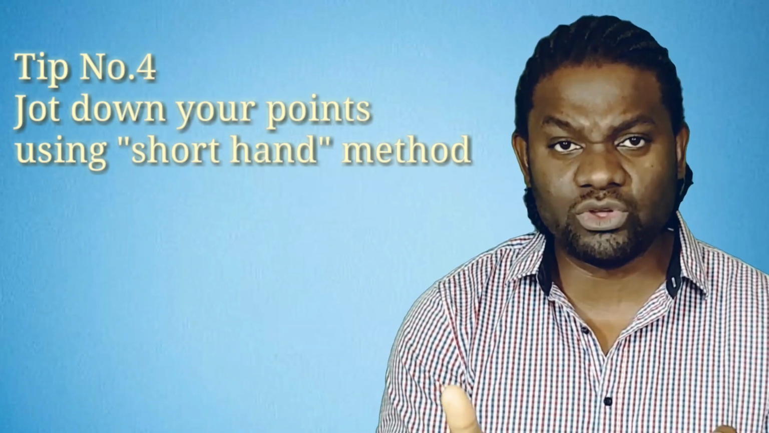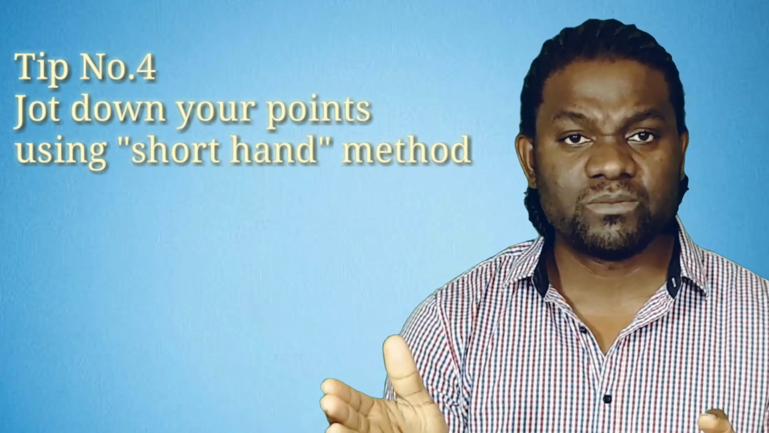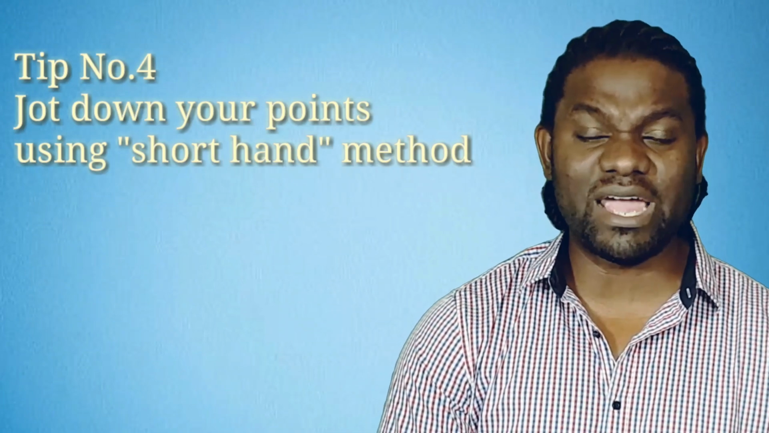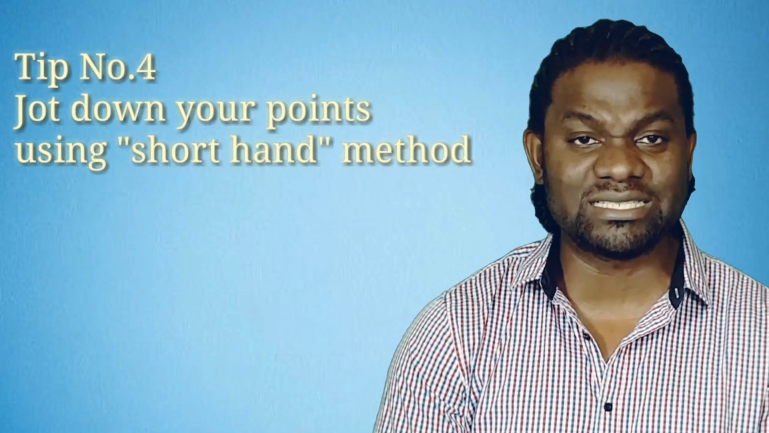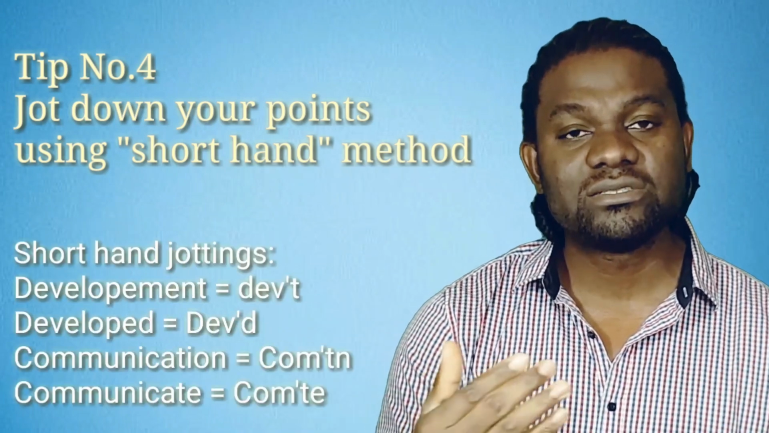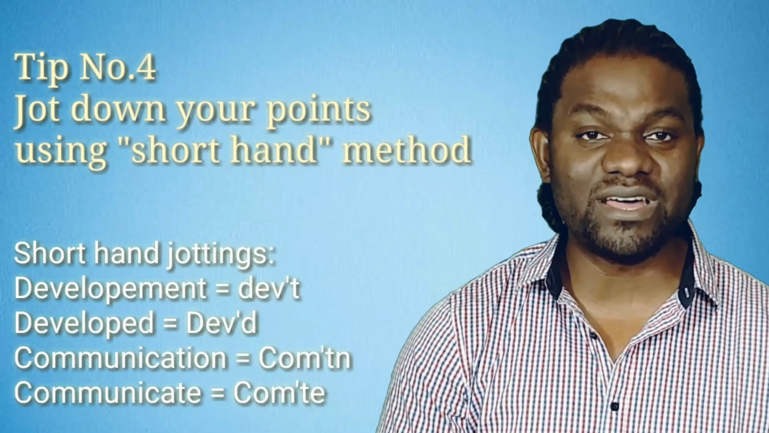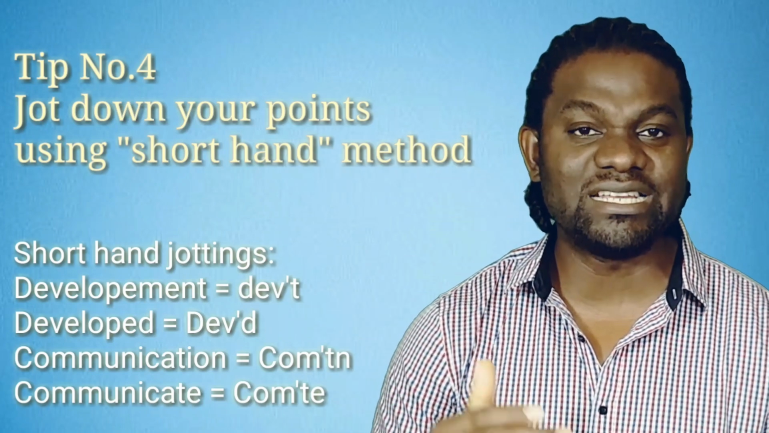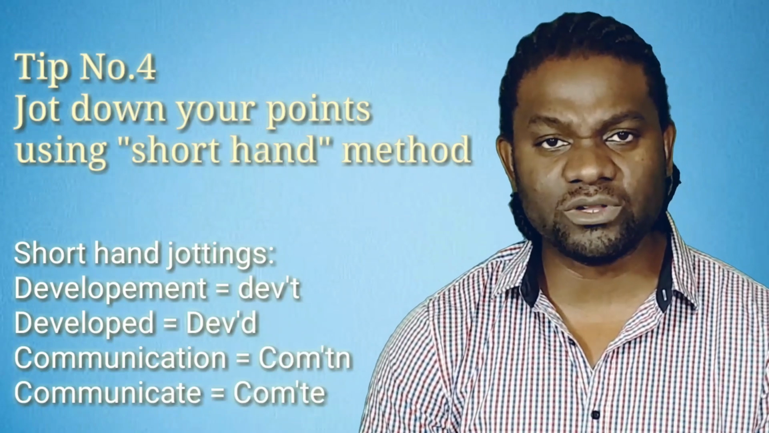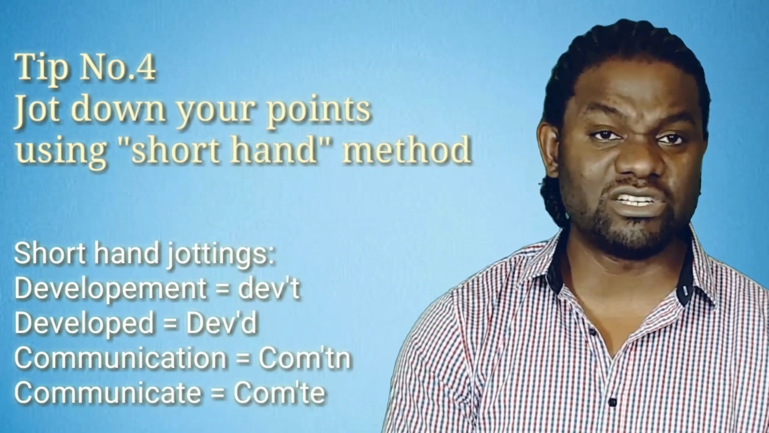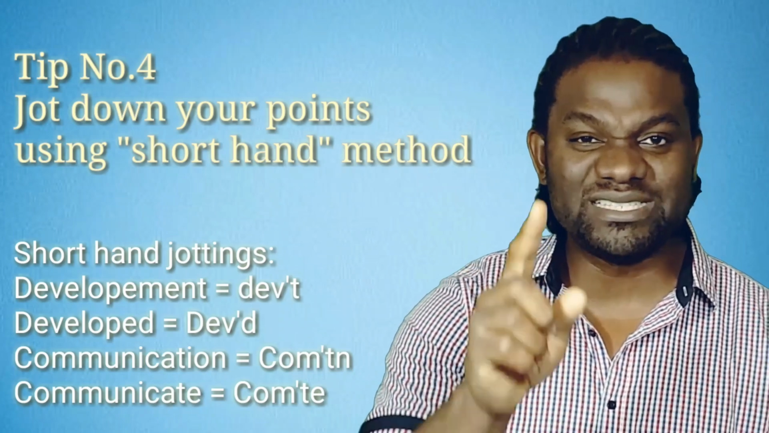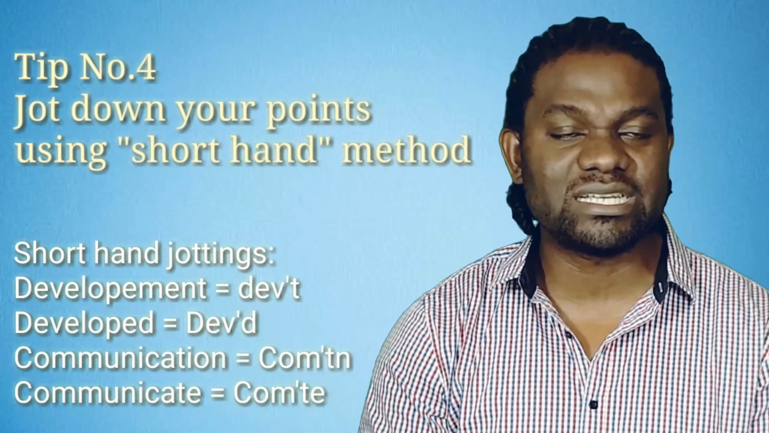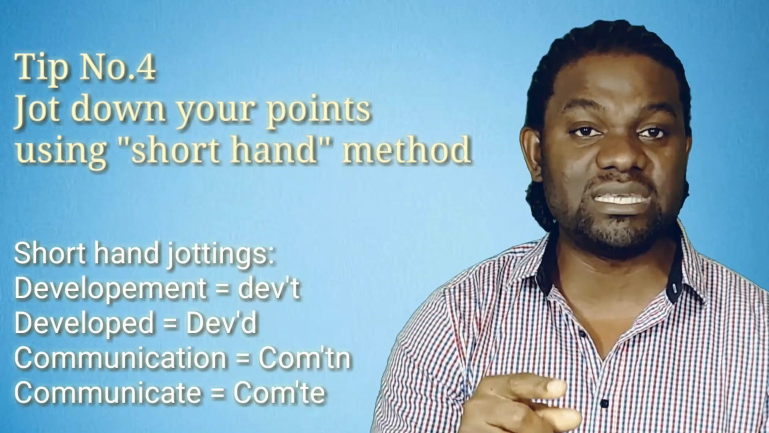What do I mean by shorthand? For those of you that don't understand, just shorten the word that you are writing. For instance, the word development. I would usually write it as DEV'T, telling me that it is development. If it is developed, I would have used DEV'D to say that it is developed. And so on and so forth. Communication, I use the same thing. I just write COM and then apostrophe TN, telling me that it is communication. And then if it is communicate, I just write COM apostrophe TE.